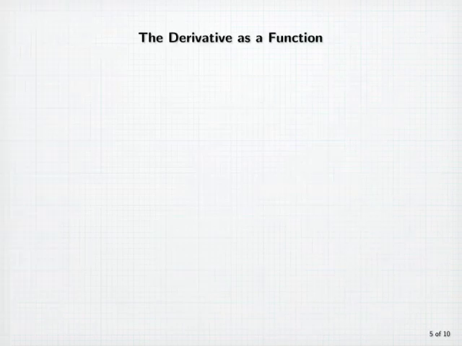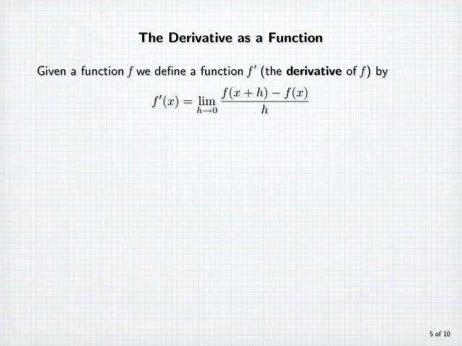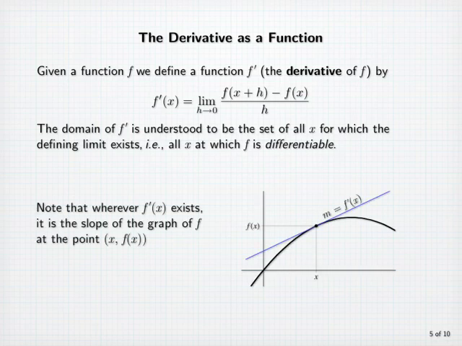The derivative as a function. Given a function f, we define a function named f prime, called the derivative of f, by f prime of x equals the limit as h goes to 0 of (f(x+h) - f(x)) divided by h. The domain of this function f prime is understood to be the set of all x for which the defining limit exists, that is, at all x at which f is differentiable. Note that wherever f prime of x exists, it is the slope of the graph of f at the point (x, f(x)), as well as the rate of change in f(x).